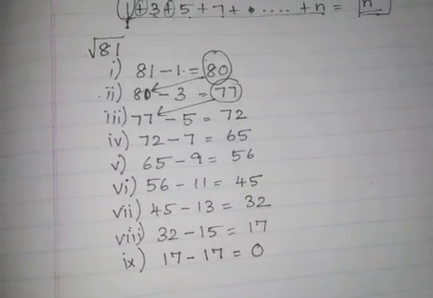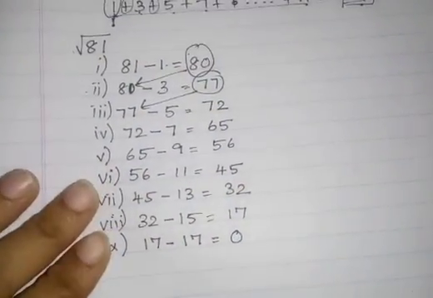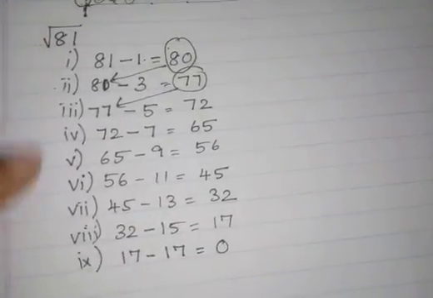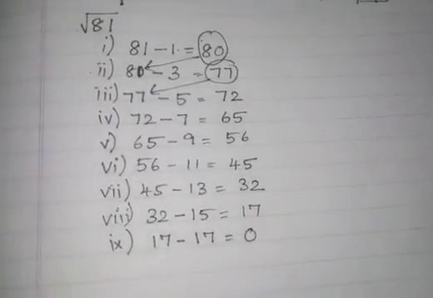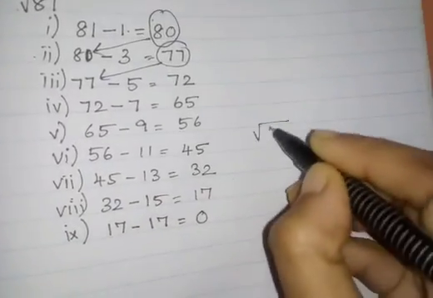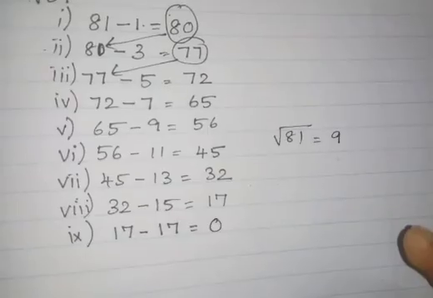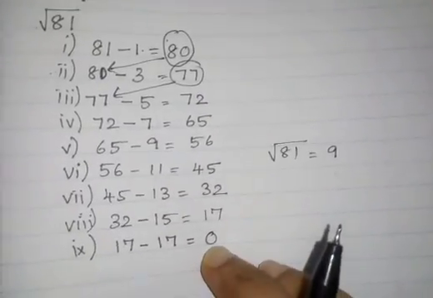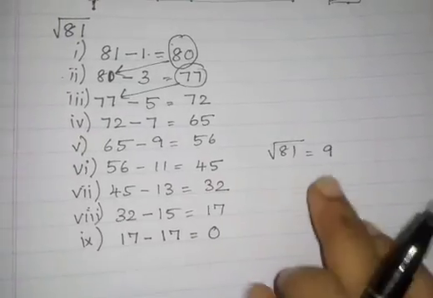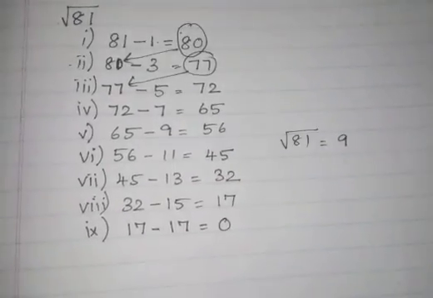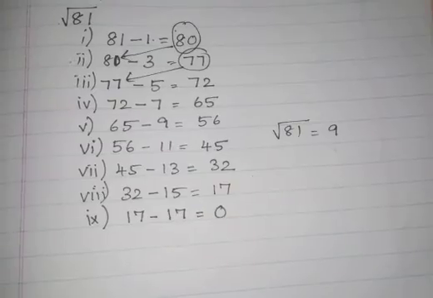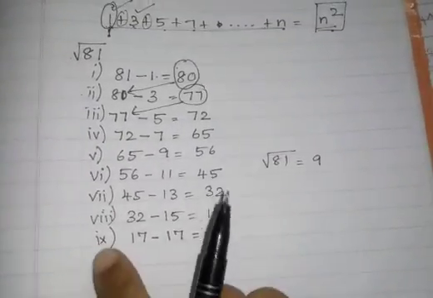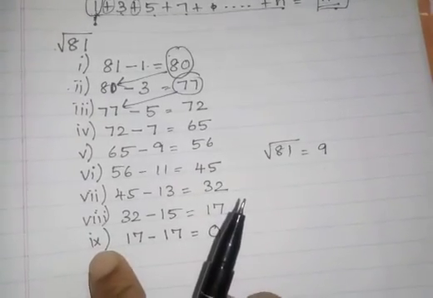So you have to stop this step here. At which step are you getting the answer? At the ninth step. So the square root of 81 is 9. Did you understand? The step at which you get 0 is the square root of that particular number. So the square root of 81 is what, children? 9, because at the ninth step you are getting the answer.